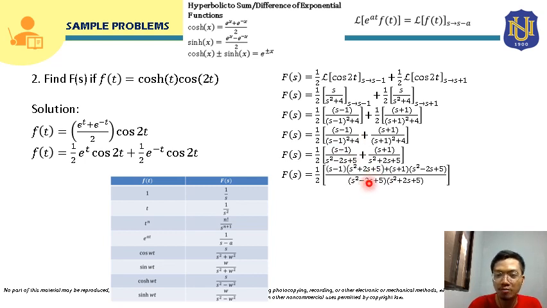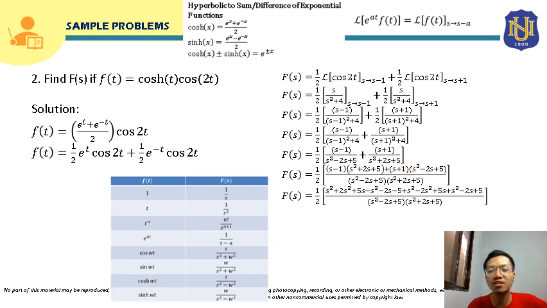So this will be s squared minus 2s plus 5 times s squared plus 2s plus 5. So this will become s squared minus 2s plus 5 times s squared plus 2s plus 5 divided by s squared minus 2s plus 5 times s minus 1. So that will become s minus 1 times s squared plus 2s plus 5. Also, s squared minus 2s plus 5 times s squared plus 2s plus 5 divided by s squared plus 2s plus 5 times s plus 1. So that will become plus s plus 1 times s squared minus 2s plus 5.